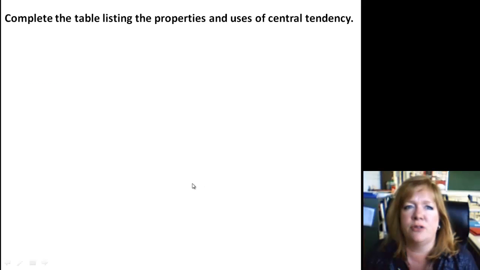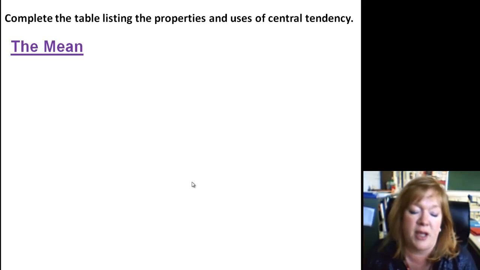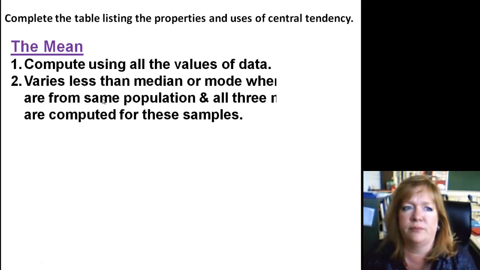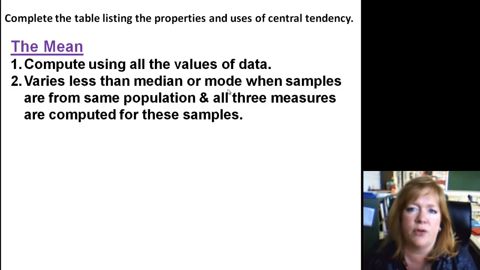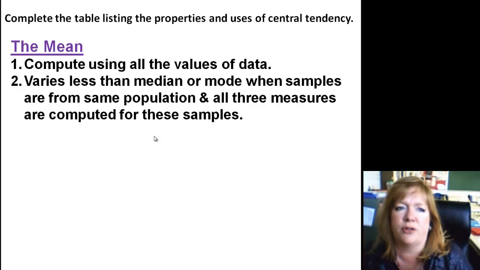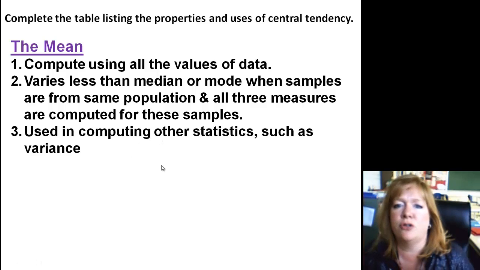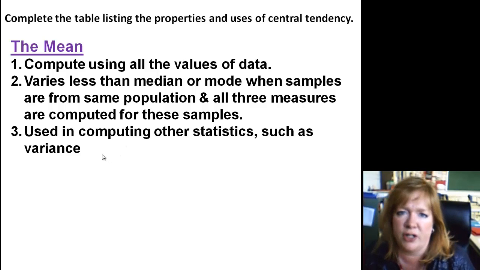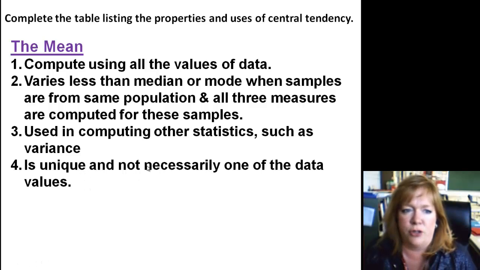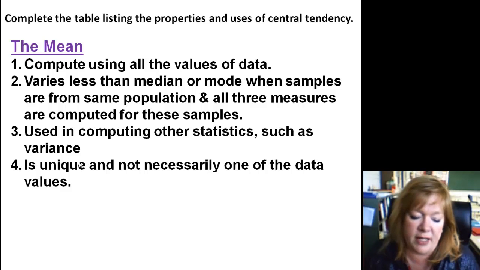Complete the table listing the properties. They wanted you to know the properties, for example, for the mean. Again, this is on page 108. I condensed it down a little bit. It uses all the data values to compute. It varies less than the median or the mode when samples are from the same population and the three measures are computed for these samples. It's used in computing other statistics such as variance, which we saw today with the graphing calculator. It's unique and not necessarily one of the data values, so it might be in the data values, it might not.